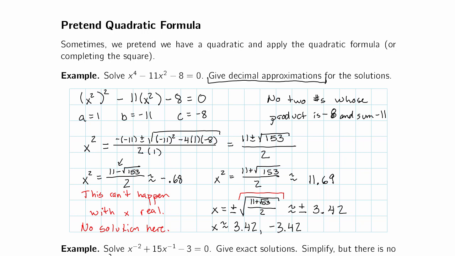And in fact, we could plug in those numbers and see. We really get something close to 0 when we plug those numbers into our original equation. Again, we could have gotten up to 4 solutions. In this case, we only had 2 real solutions. Let's see another case where we pretend we have a quadratic where we don't even have a polynomial.